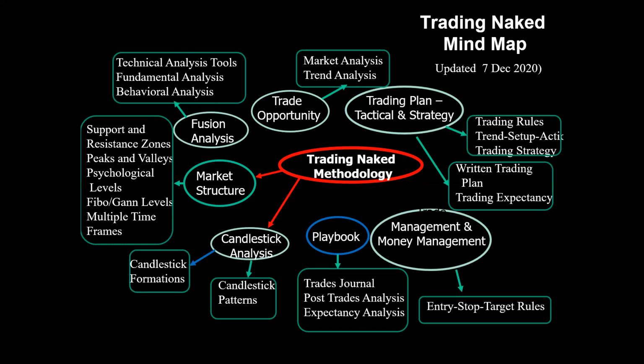Peaks and valleys are basically what I call the turning points. Okay, from top to bottom. The psychological levels that you're trading. As you know, markets behave in terms of big numbers. Where are your big numbers? There's an important psychological level, your Fibonacci level, your Gann level, your multiple time frames. So all these are market structure.